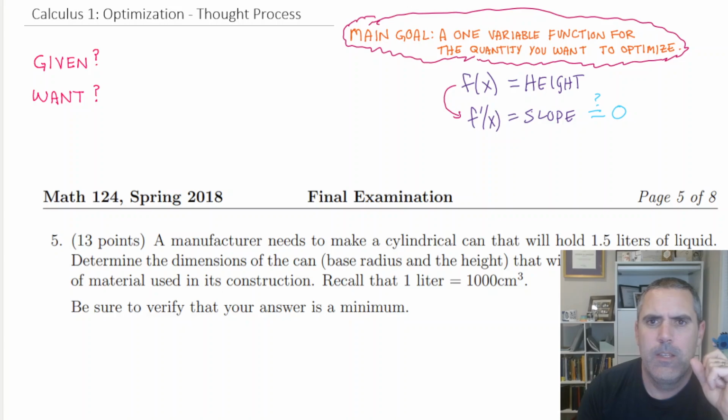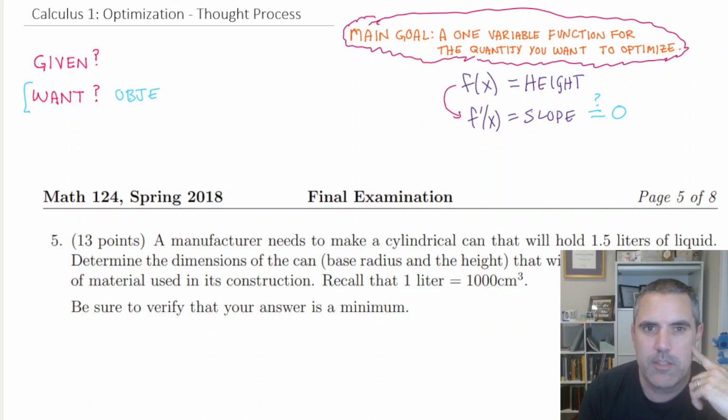Okay. Once we find that one variable function, we're going to take its derivative, set it equal to 0, and make appropriate conclusions. To me, there's just one thing. There's really just one question. What do we want? What are we optimizing? In math, we call that the objective.